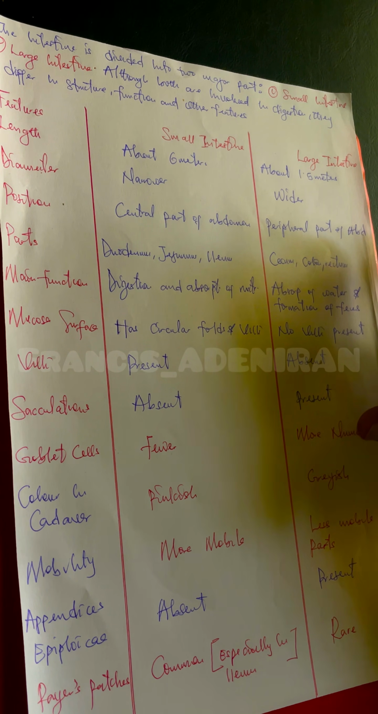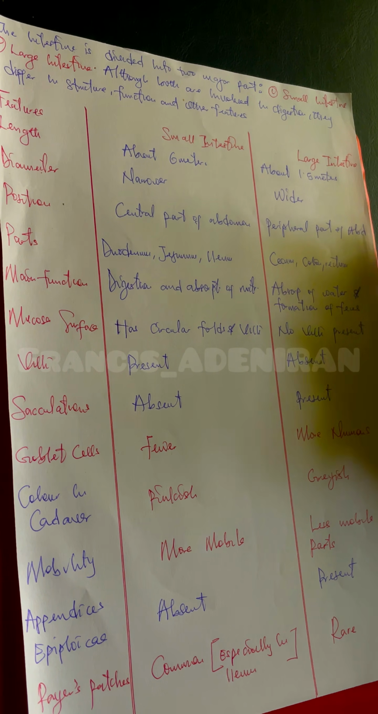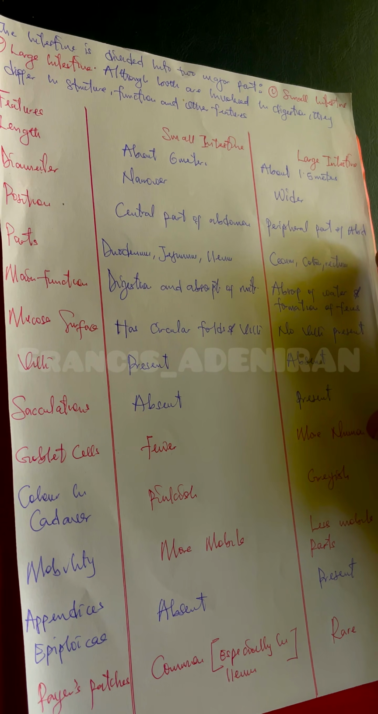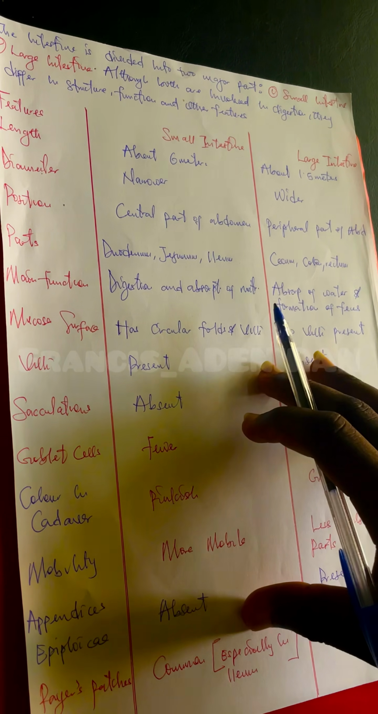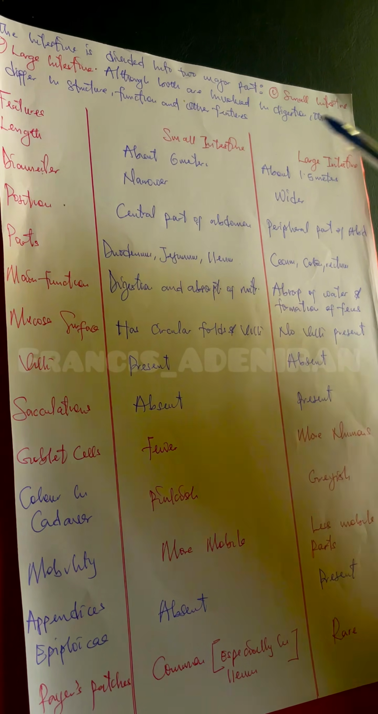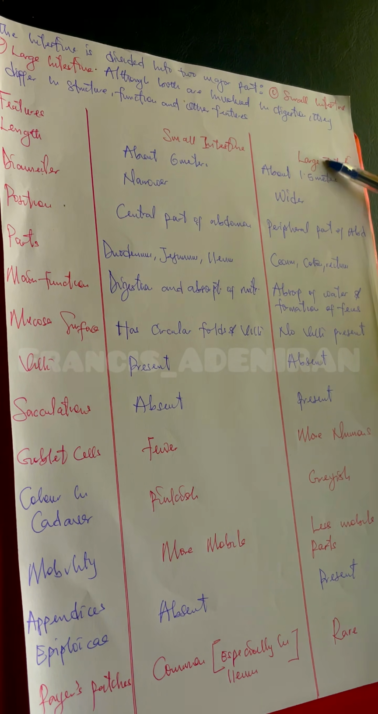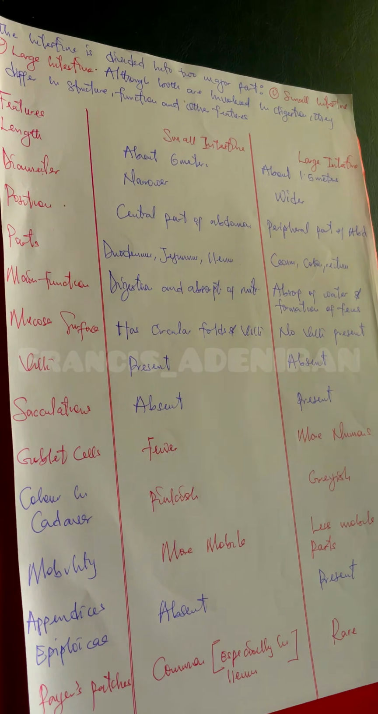In today's teaching, we're going to be discussing the intestine, but more specifically the small intestine versus the large intestine. Now, the intestine is divided into two major parts, the small intestine and the large intestine. Although both of them are involved in digestion, they differ in structure, function, and other features, and those features will be discussed in today's teaching. By my left side here, we have the features, the small intestine, and the large intestine. So let's take these features one after the other and discuss them.